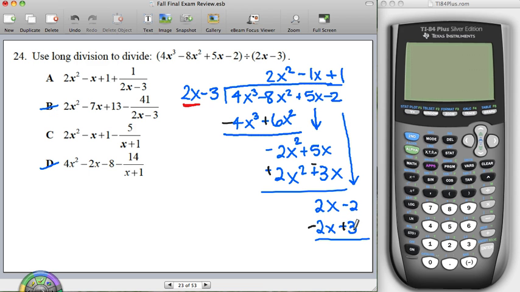And then 3 minus 2 is 1, so my remainder is 1. So here's my quotient, here's my remainder, so my solution for 24 has to be A.